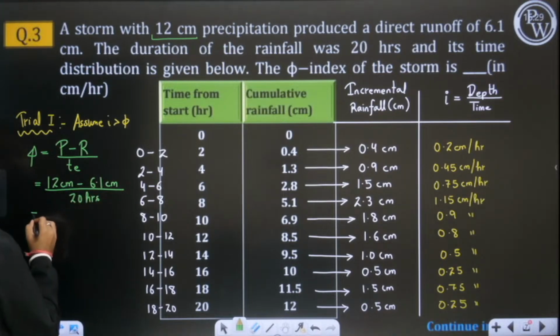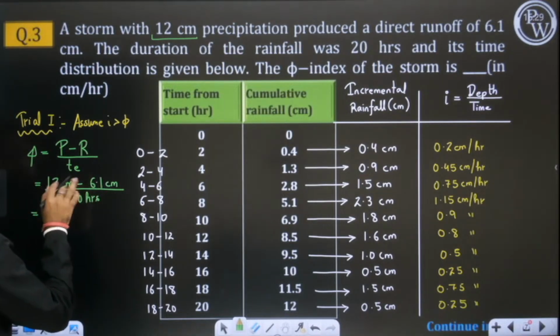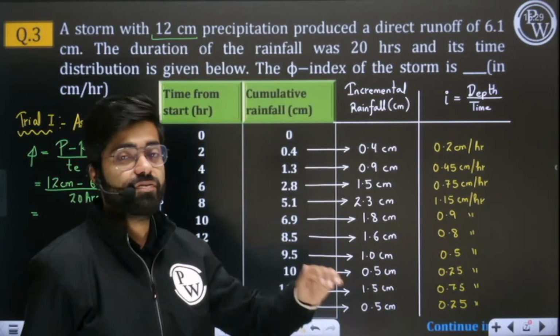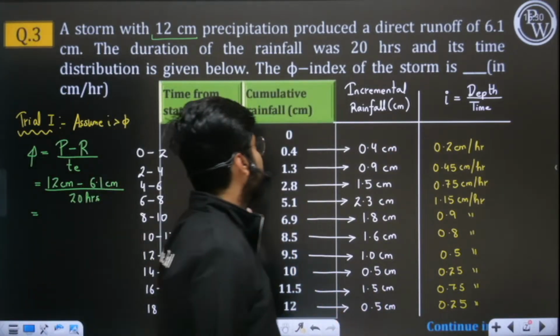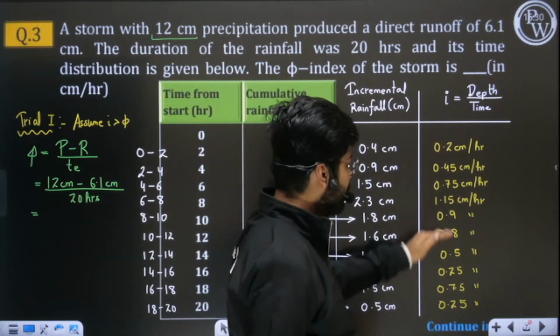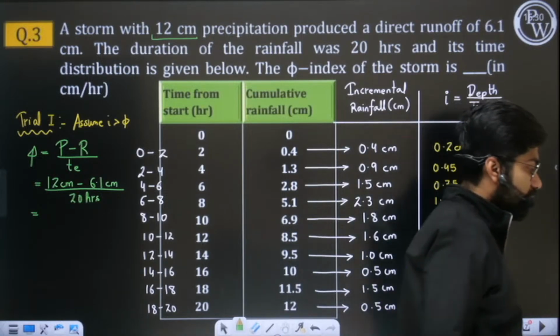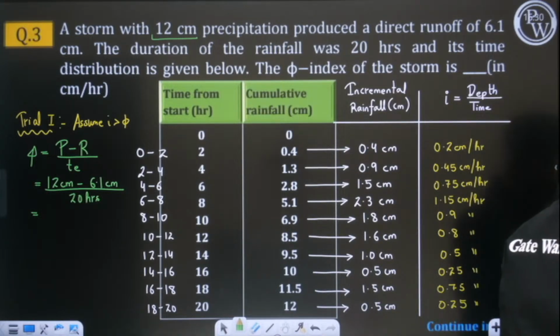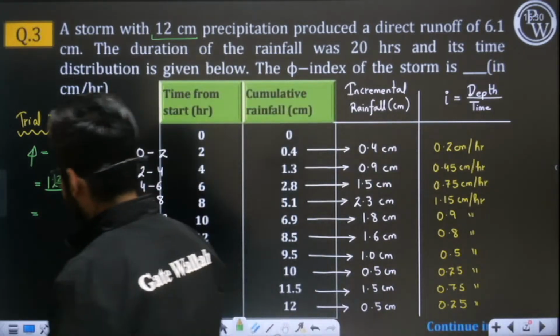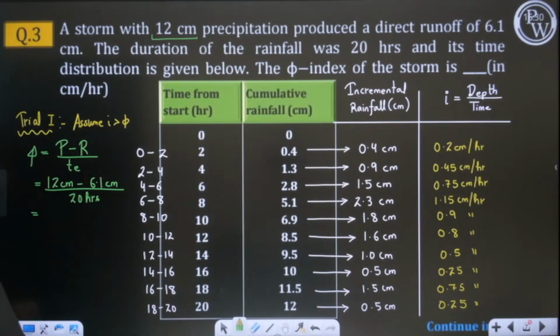I really wish that the value which I am getting is less than all of them. Otherwise, we have to take another trial. If this phi value which we'll get here is less than all these values, then it is okay. How much is it coming? You are saying 0.295, Priyansh. Great. Let me also solve it. Yes, it is 0.295.